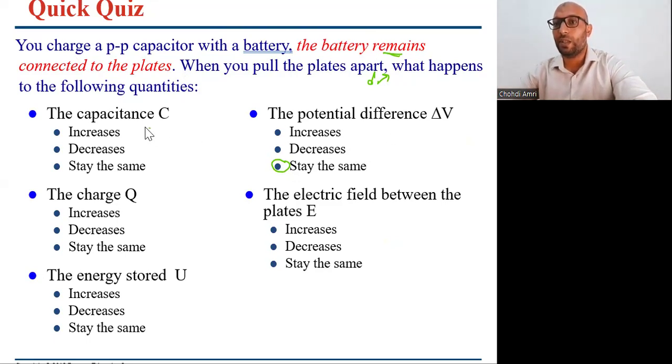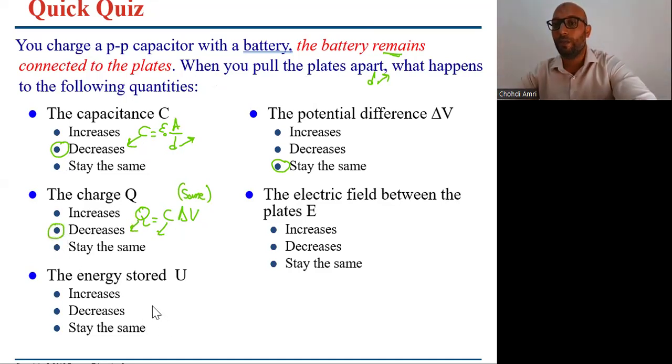Now what happened to the capacitance? As you know, C equals epsilon naught A over D. And if D is increasing because we are pulling the plates apart, that means the capacitance is also decreasing as before. Now what happened to the charge? As you know, the charge is Q equals C delta V. Delta V is the same because the battery is still connected, and C is decreasing, so the charge is decreasing.